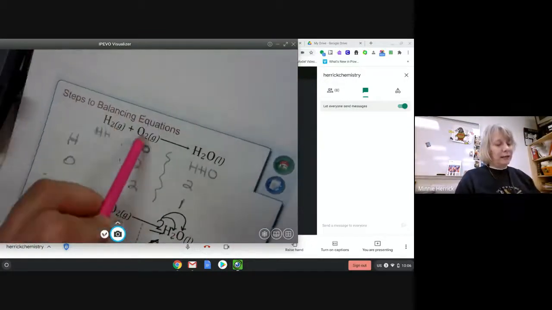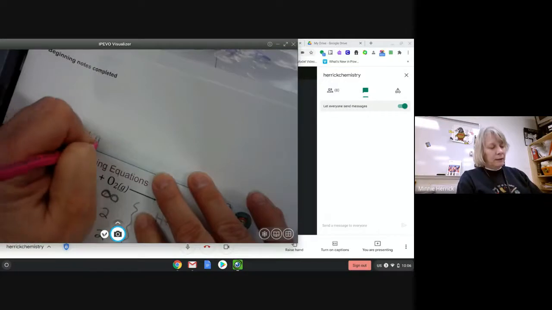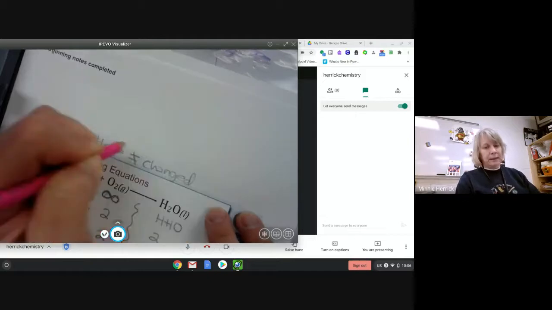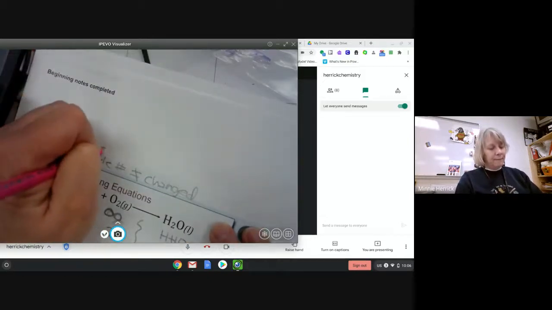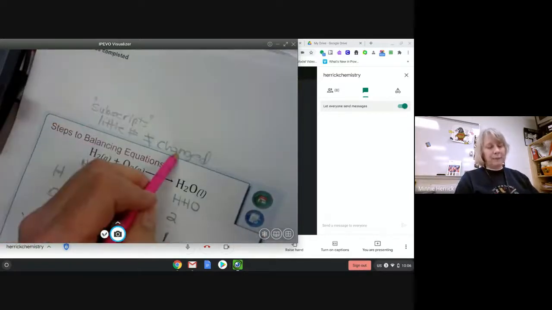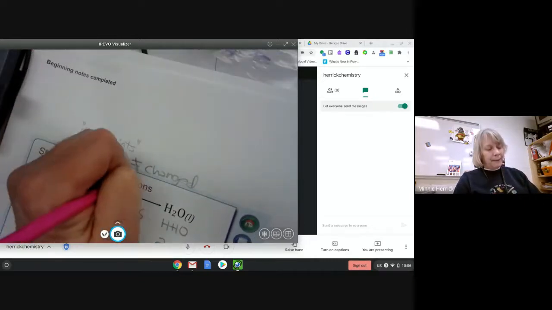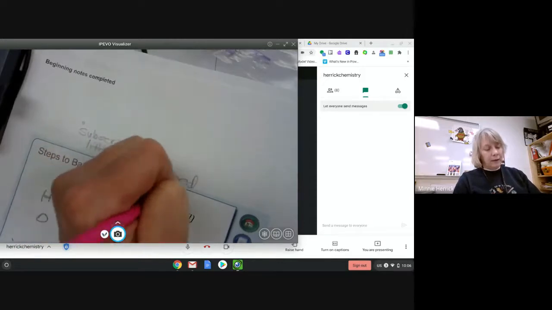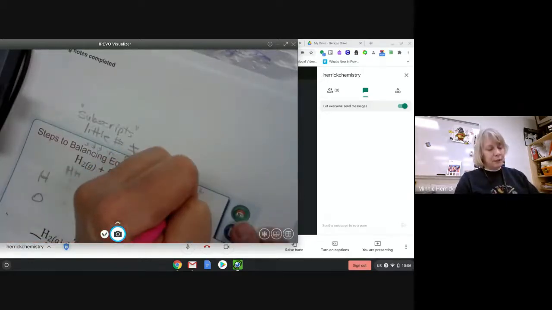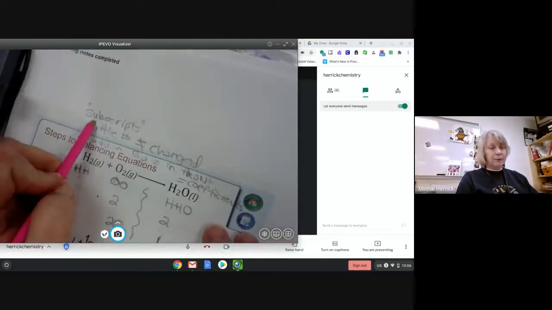Now we can't change any little numbers. The subscripts cannot be changed. Okay, the little numbers cannot be changed, and that's called subscripts. When we write out the formulas, or the formulas are already written there for you, the little numbers cannot be changed. You can only add in big numbers in front. Okay? Big numbers in front. And they're called coefficients. Okay? So we've got small numbers, that's subscripts.